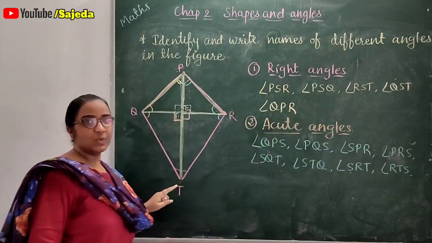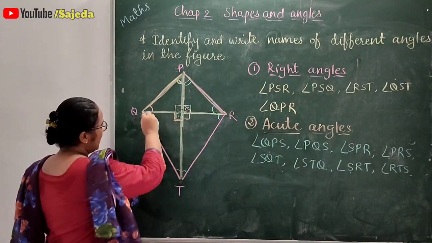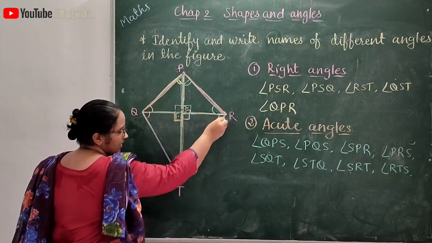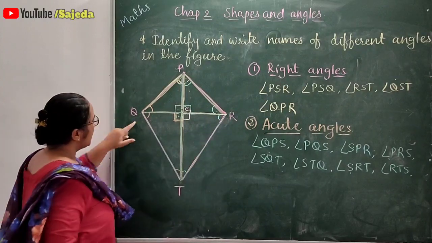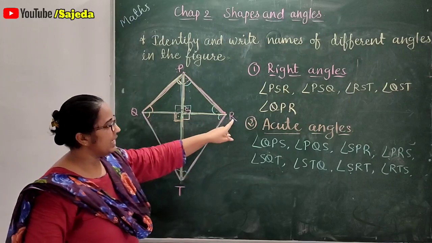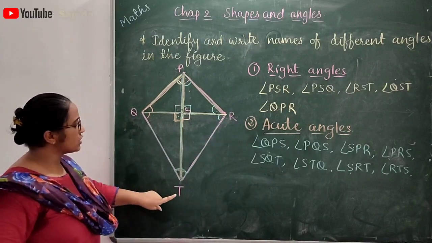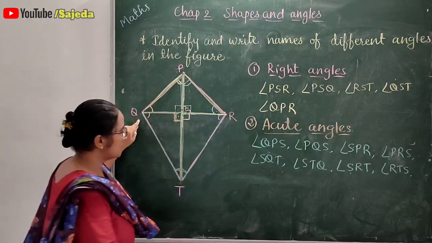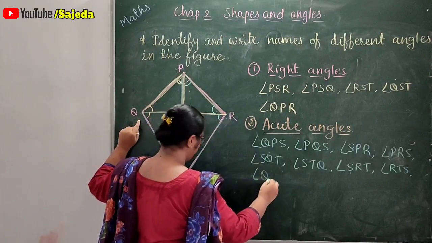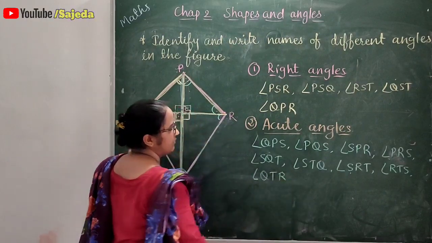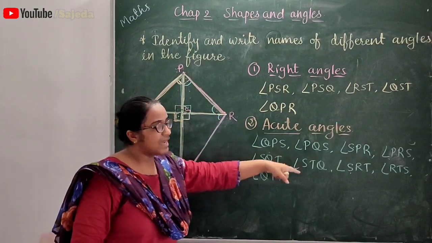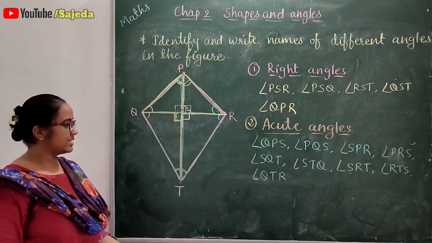Now the last one is this, the whole QTR. This one. This is also an acute angle. So I will write here angle QTR. So here all these are acute angles.